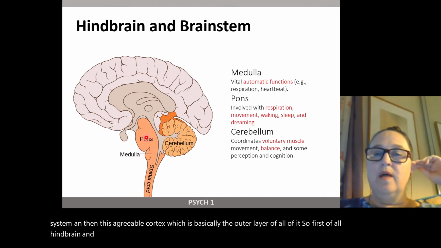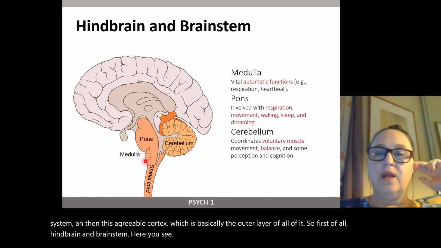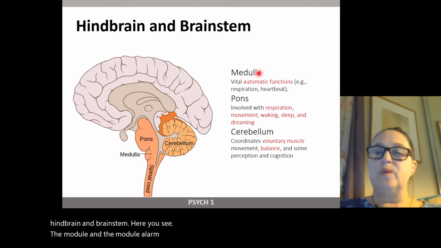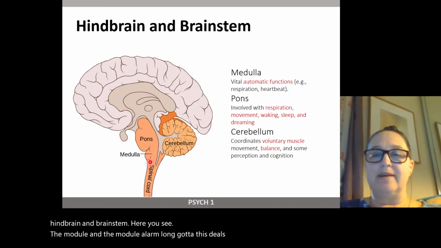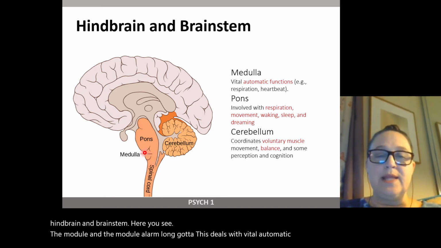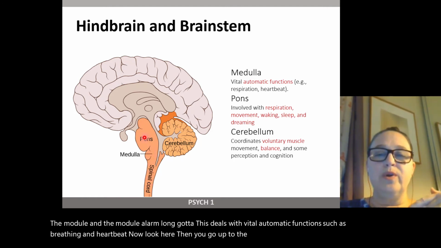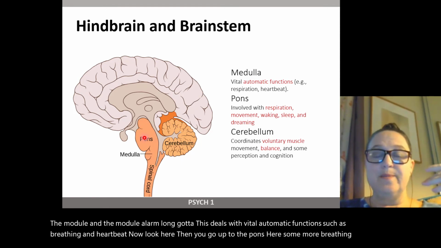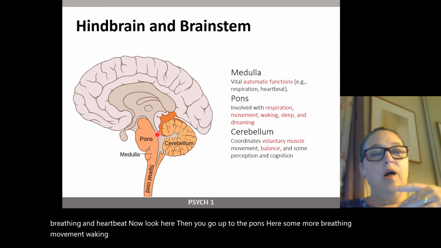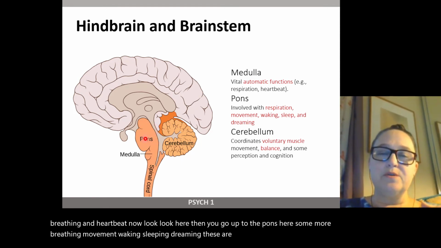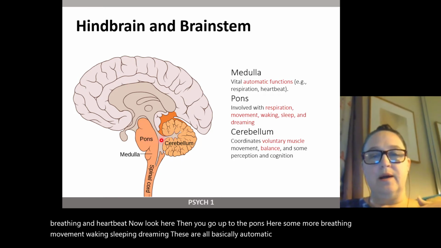Here you see the medulla, the medulla oblongata. This deals with vital automatic functions such as breathing and heartbeat. Now look here. Then you go up to the pons. Here's some more breathing, movement, waking, sleeping, dreaming. These are all basically automatic functions, not entirely, but largely.